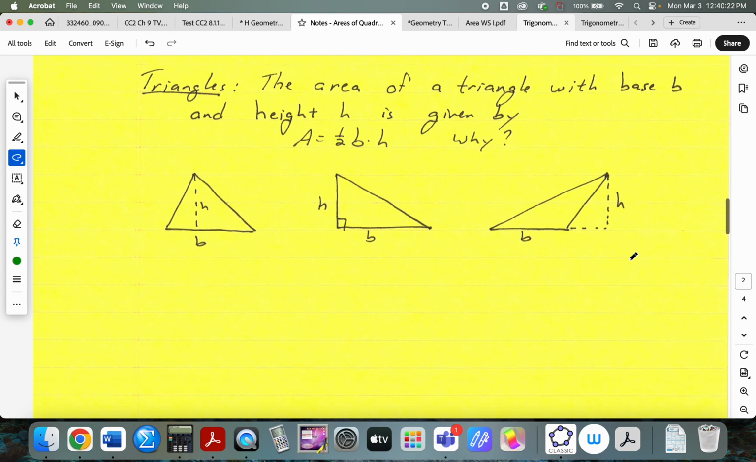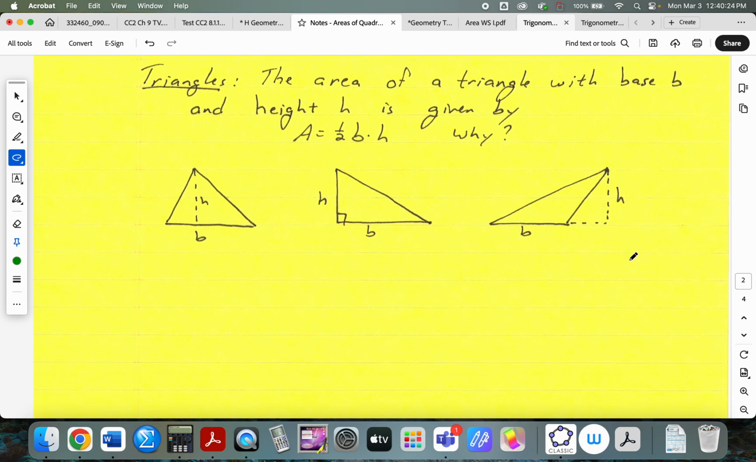All right, now let's talk about triangles. So the area of a triangle with base b and height h is given by 1/2 base times height. Where'd the 1/2 come from? Anyone have any idea at all? Yes?